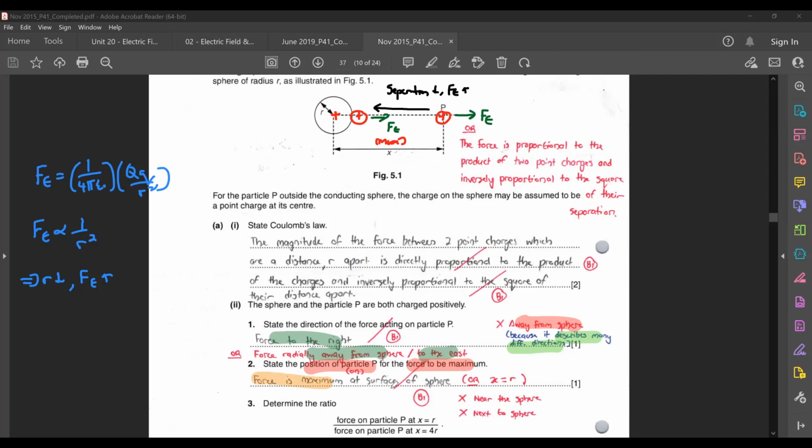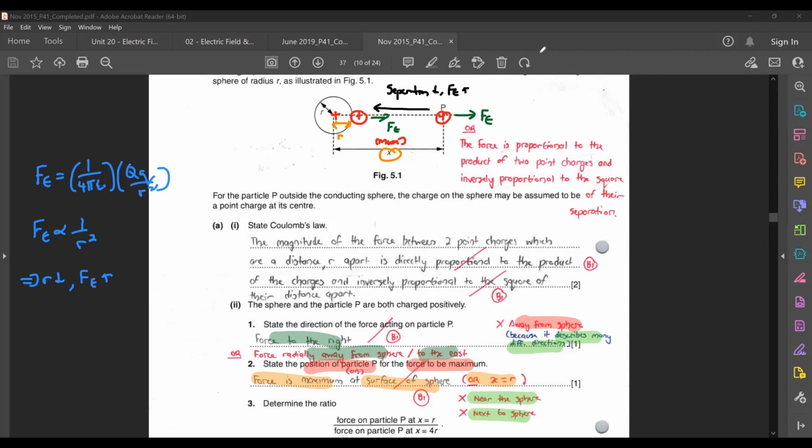Your force is maximum at the surface of the sphere, or when your x is equal to r itself. Basically what they're saying is this, because your x is this, right? So when your x is equal to r, that's when your force is maximum. Okay. And again, the examiner's report also mentions here, some answers to avoid would be saying it's near the sphere or next to the sphere.